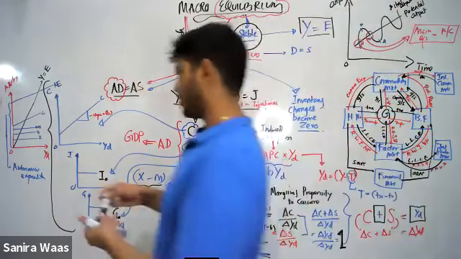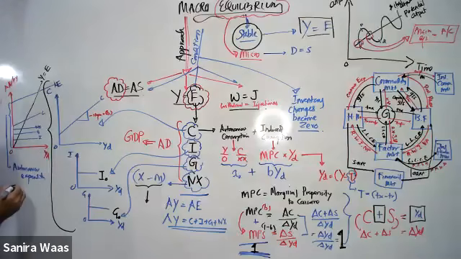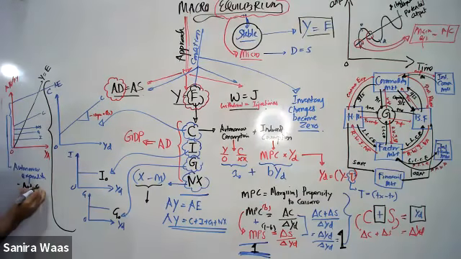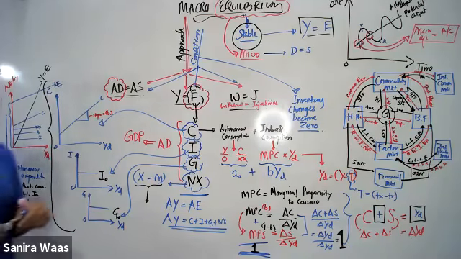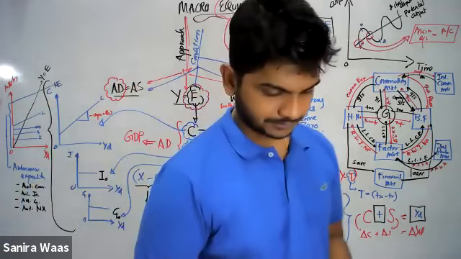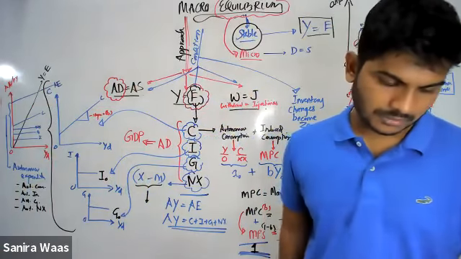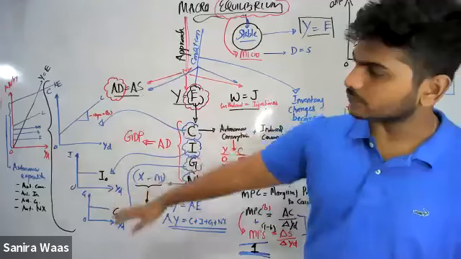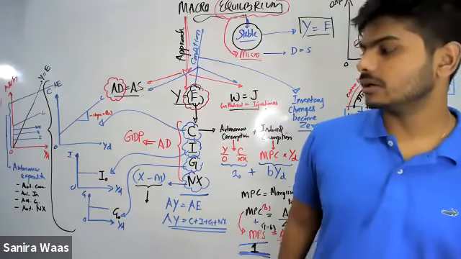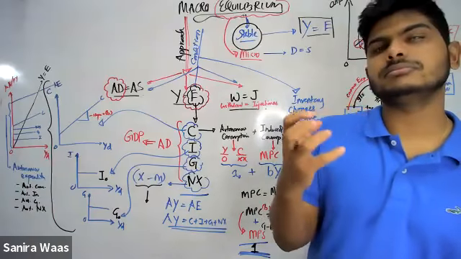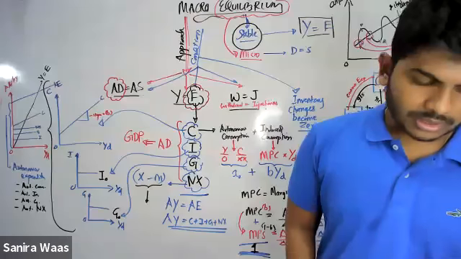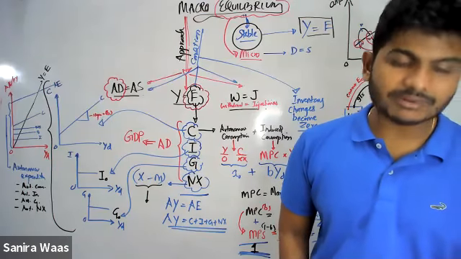Right? So what comes in autonomous expenditure? You get autonomous consumption, you get autonomous investment, you get autonomous government expenditure, and you get autonomous net exports. Right? Adding all these together, you get autonomous expenditure, right?